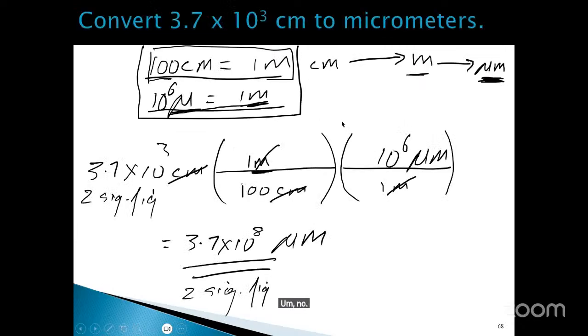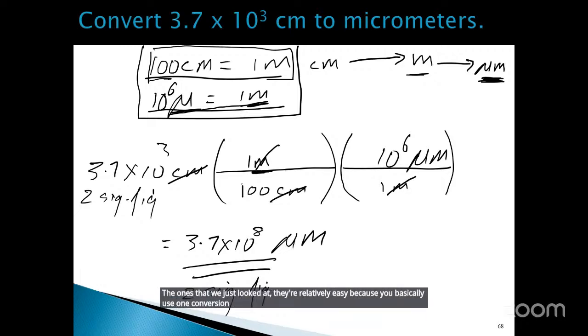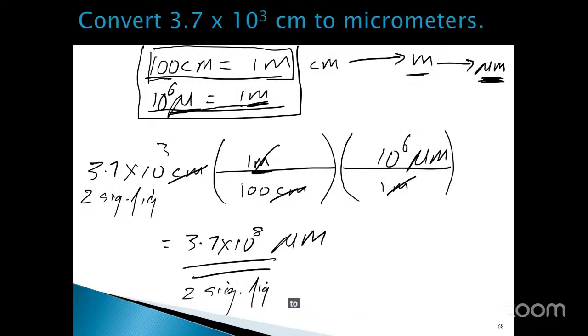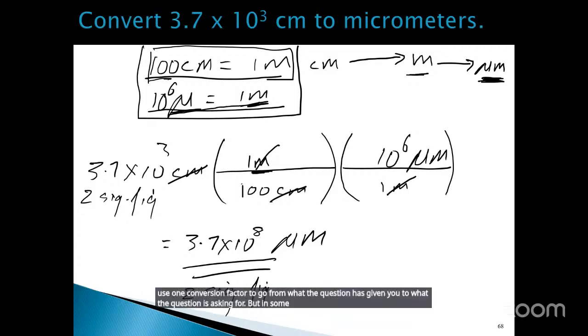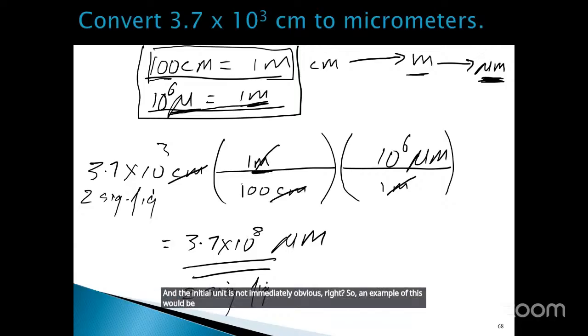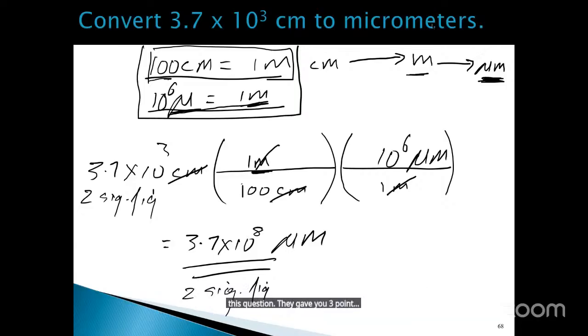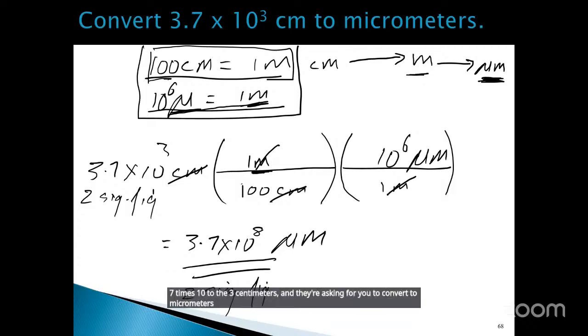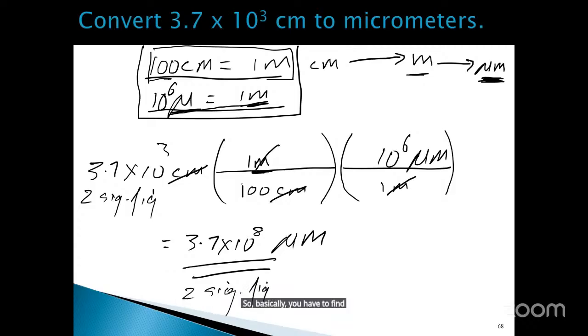Now, the ones that we have just looked at are relatively easy because you basically use one conversion factor to go from what the question has given you to what the question is asking for. But in some cases, the relationship between the final unit and the initial unit is not immediately obvious. An example of this would be this question. They gave you 3.7 times 10 to the 3 centimeters, and they're asking you to convert to micrometers. So basically, you have to find some way to go from the centimeter unit to the micrometer unit.